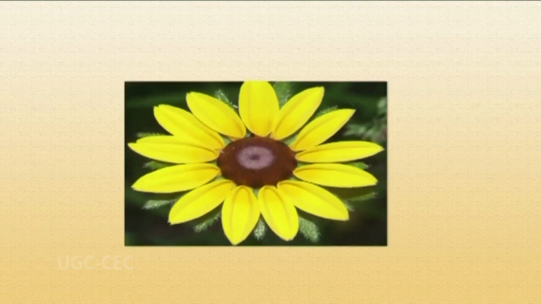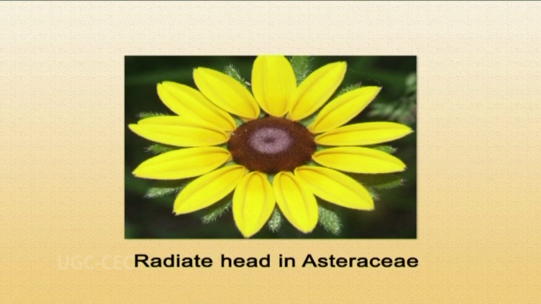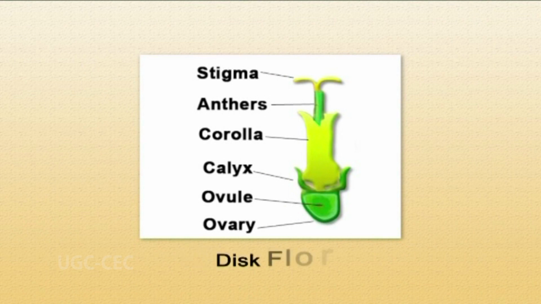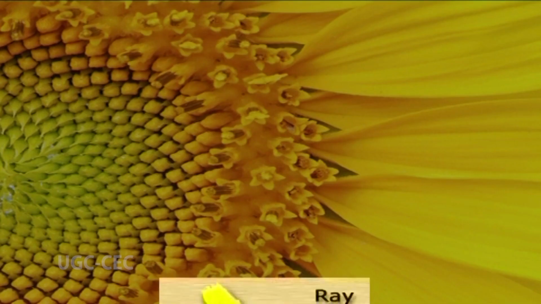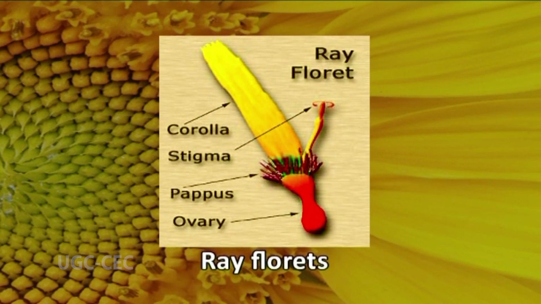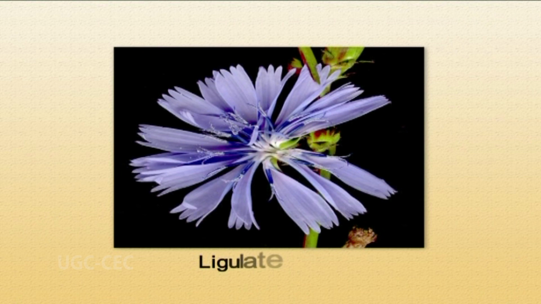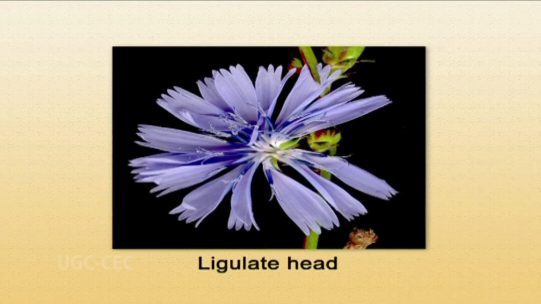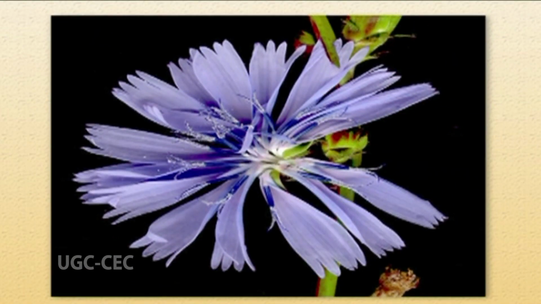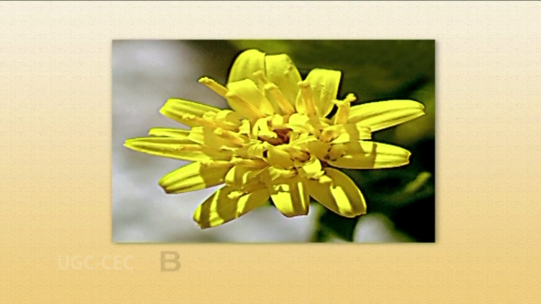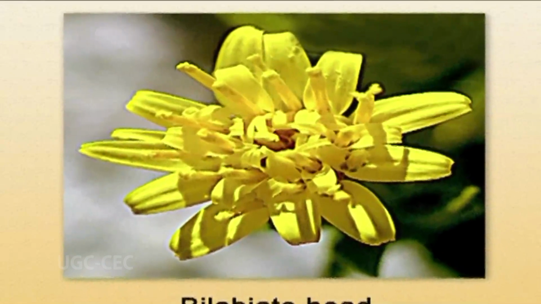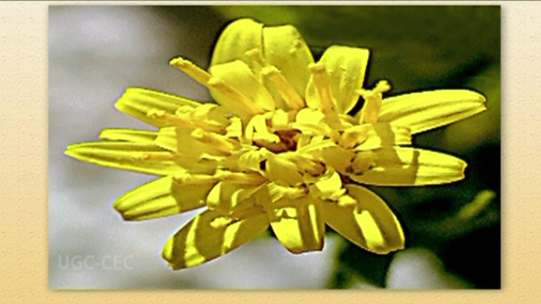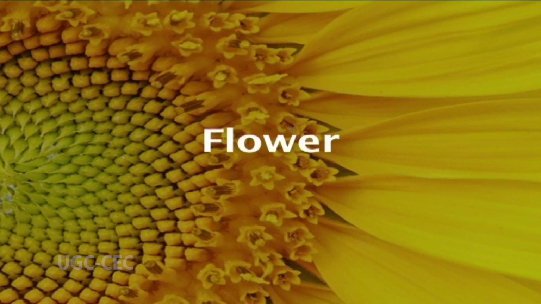The third type of head in Asteraceae is called radiate. This is the most common type of head that we see in Asteraceae, wherein we have central, bisexual or staminate disc florets and the peripheral, pistillate or sterile ray florets. The fourth type of head is called ligulate. Here we have all the florets in the form of ray florets. The fifth and the last type of head is called bilabiate head, wherein all the florets have a bilabiate shape.